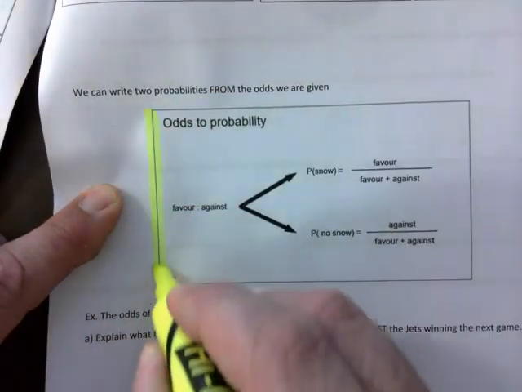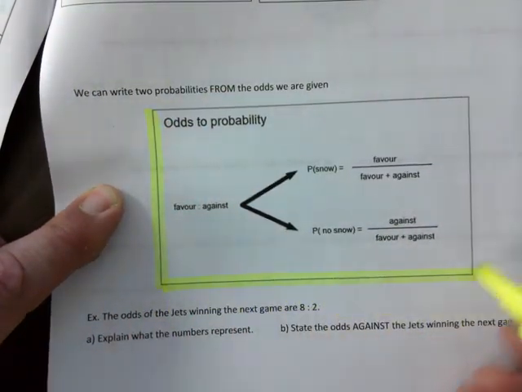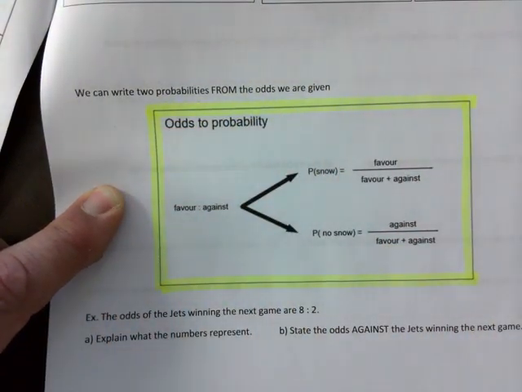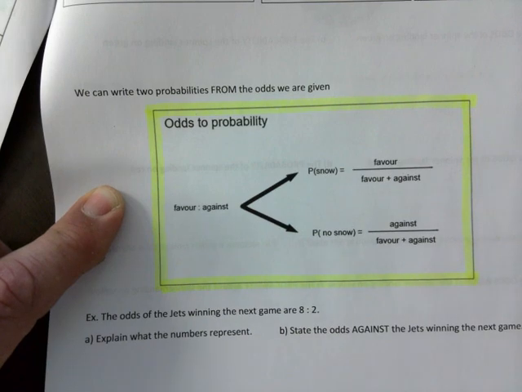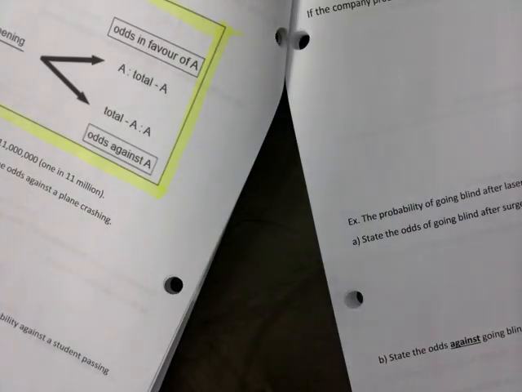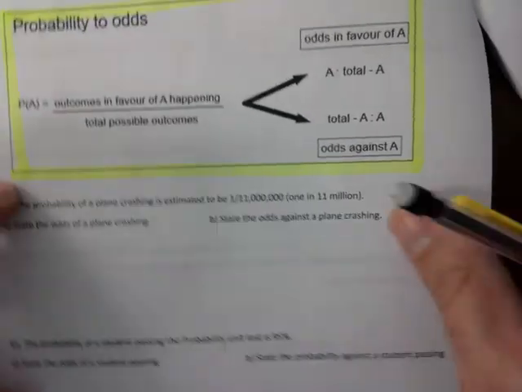This one is odds to probability, right? So very, very important to have them. Because if you know how to go from one to the other and vice versa, you're going to have an easier time navigating this unit. So I think you should just have that on your study sheet as soon as tomorrow, right?